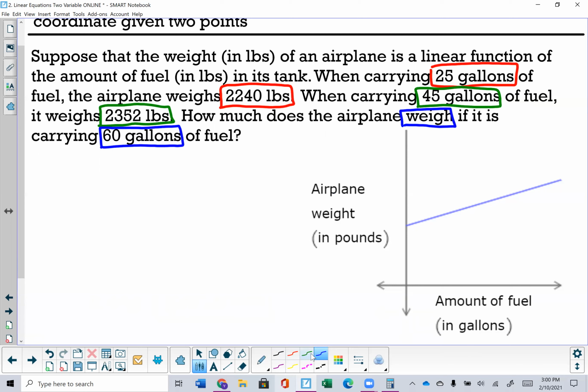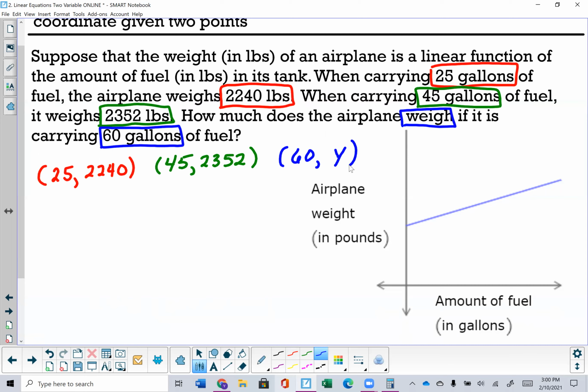And so if I write that first point as an ordered pair, the x value is going to be the 25, and the y value is going to be the 2,240 pounds. The second point, we're going to have 45, comma, 2,352. And the third point will be 60, comma, and I will just put y since we don't know what the weight is for that point.